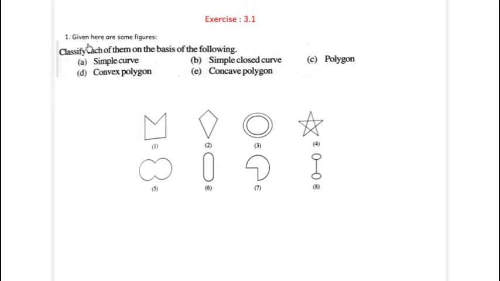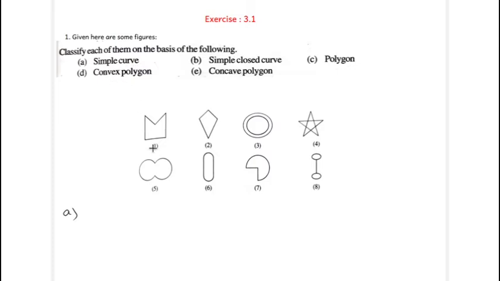So, first we will start number 1. Given here are some figures. Classify each of them on the basis of the following. Number A is simple curve, number B simple closed curve, number C polygon, number D convex polygon, and number E is concave polygon. Here are given some figures, so from here we have to choose. Number A is a simple curve.